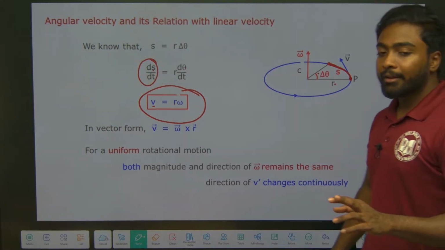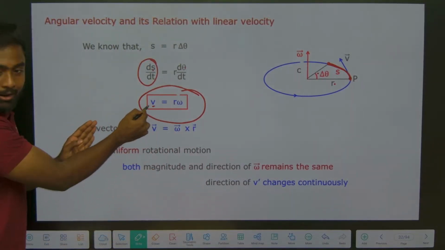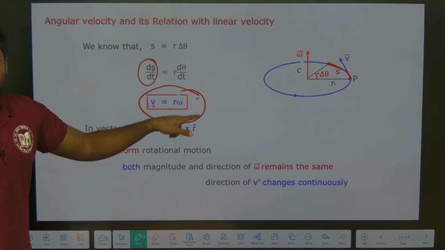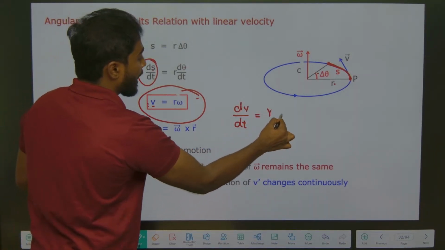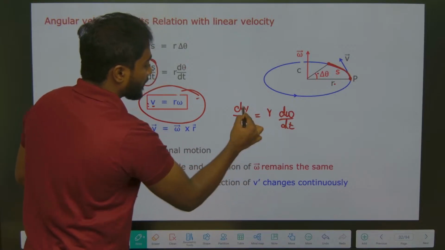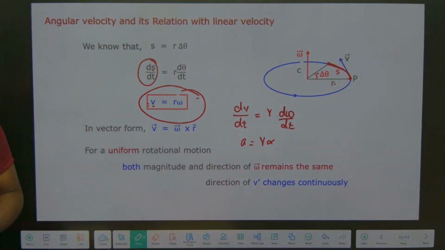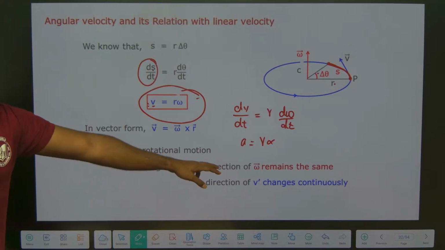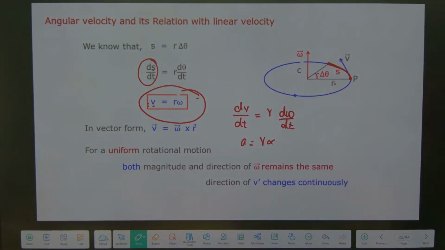Similarly, we can get the relation for angular acceleration and linear acceleration. Take the same equation and differentiate with respect to time. dv by dt is equal to r into d omega by dt, so acceleration is equal to r into alpha. Alpha is nothing but angular acceleration. For uniform rotational motion, both the magnitude and direction of omega remain the same, while the direction of v changes continuously. Take a note of this.